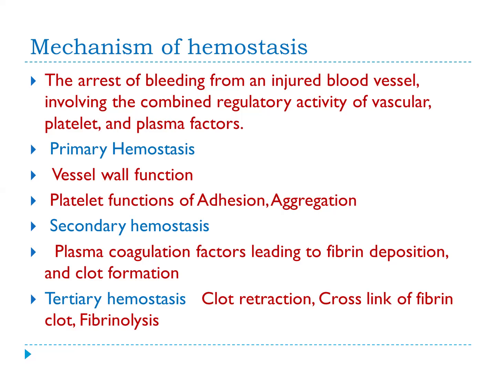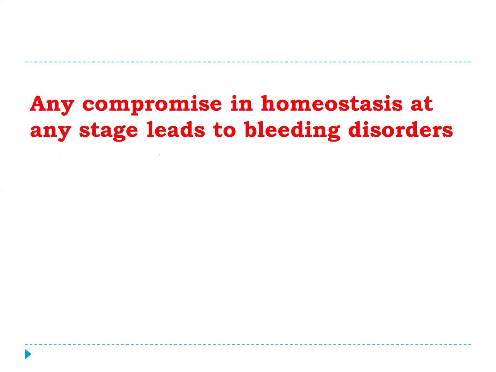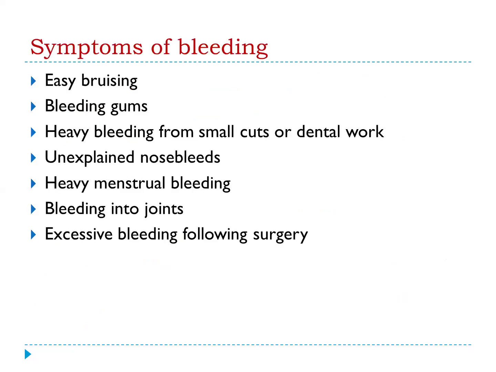And then the clot is formed, and the skin is healed. There's a clot retraction, which means that the clot falls off, and then there are cross-links of the fibrin. Okay. Any compromise of hemostasis at any stage leads to a bleeding disorder, right?